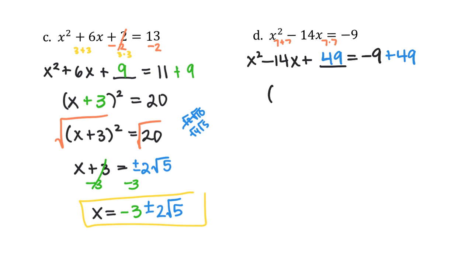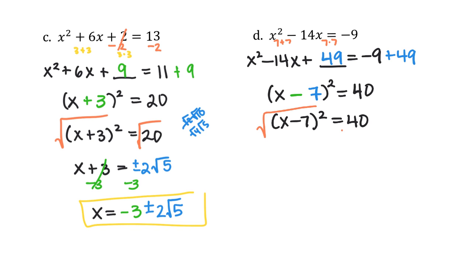Remember, if I did this correctly, this will factor into a binomial square. So x times x is x squared. 7 times 7 is 49. To get negative 14, it must be minus 7 plus minus 7. Okay, if I add up the right side, negative 9 plus 49. 49 minus 9 is 40. Okay, now I'm going to solve using square root. Okay, the square root cancels out the squares, so I get x minus 7.